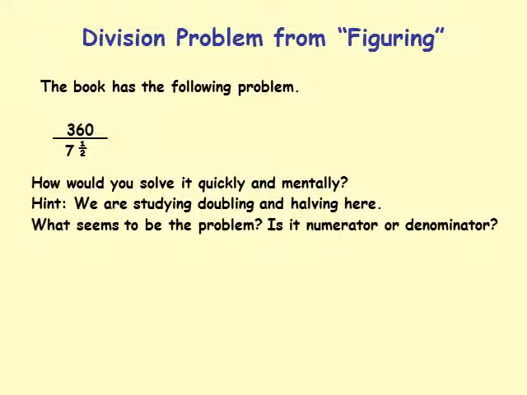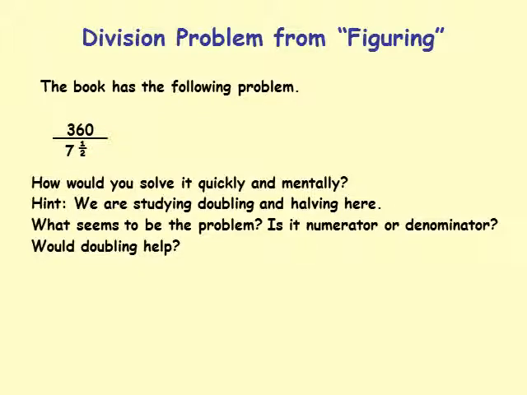Let's continue here. What seems to be the problem is the denominator. The numerator looks pretty clean, 360. The denominator is not that bad, just a fraction, but it is a little offending, so we would need to work on that. So would doubling help? Sure, that changes the fraction to a whole number.